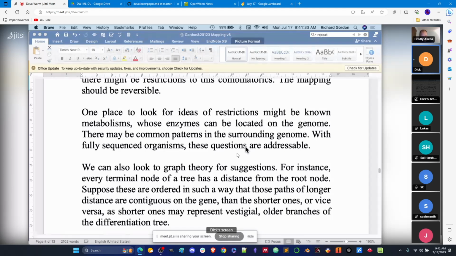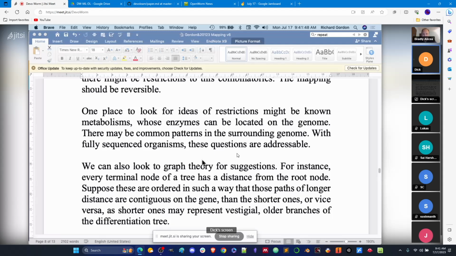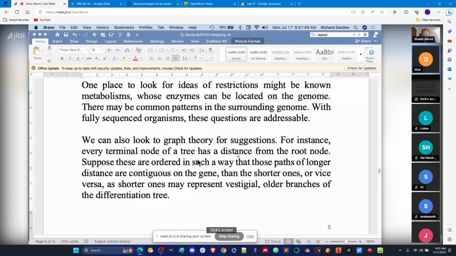So that's one possible thing. And of course, I'm assuming here we're dealing with fully sequenced organisms such as C. elegans, where we know the whole sequence.